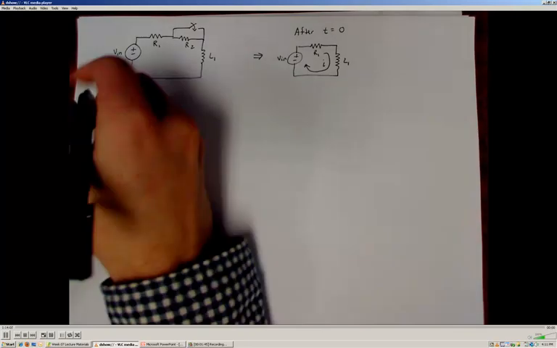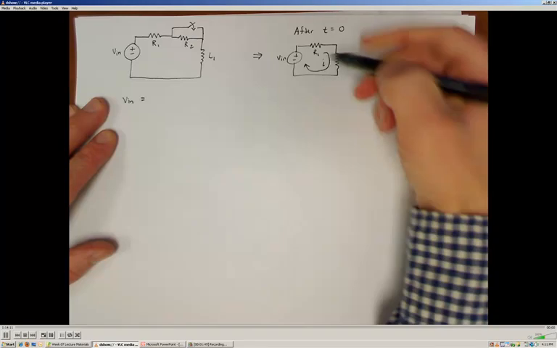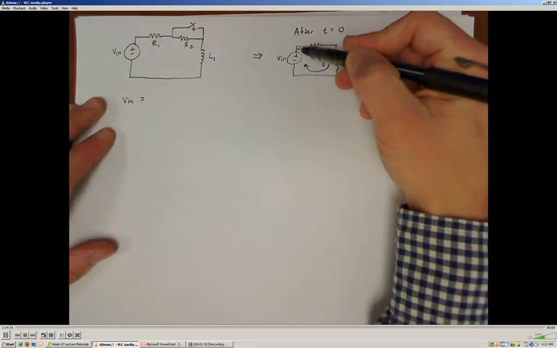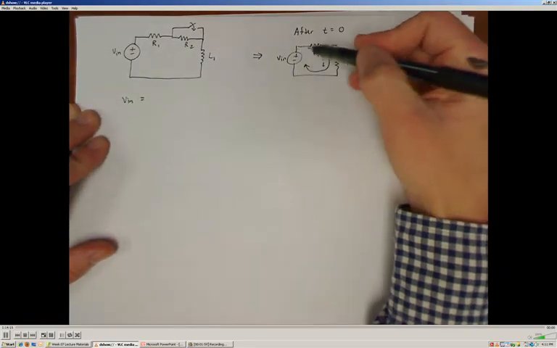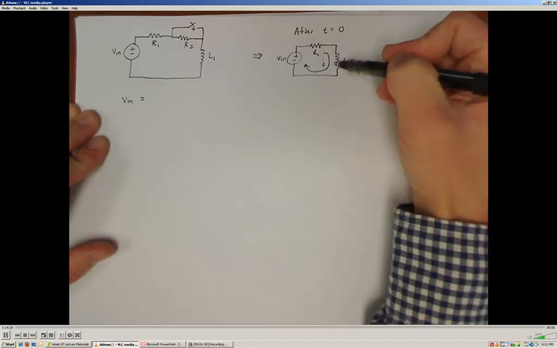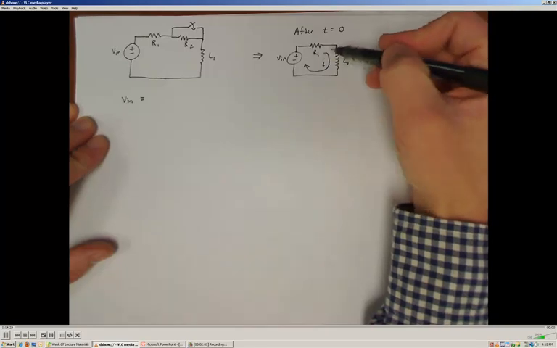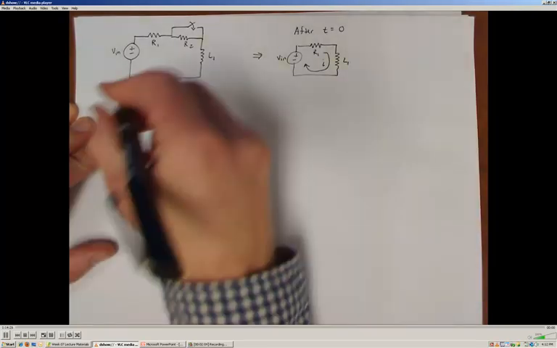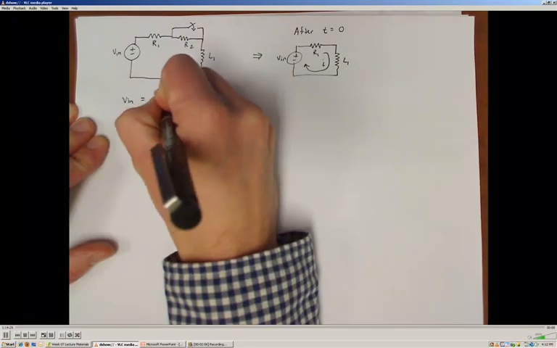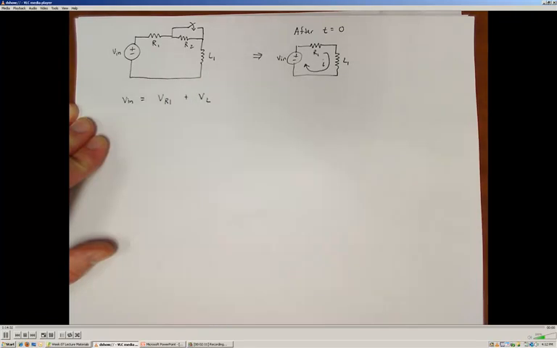Kirchhoff's voltage law tells us that the input voltage, the energy added to the system, has to be balanced by all of the potential energy that's lost in the system. And we have two elements across which potential energy can be lost. We have this resistor 1 and we have the inductor. So we can have a potential drop across R1 and we'll have a potential drop across the inductor.